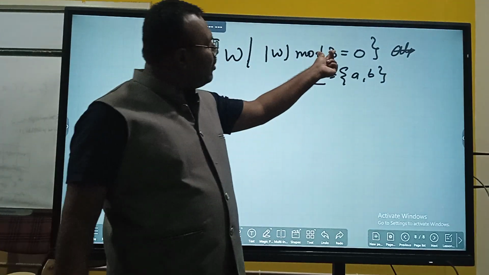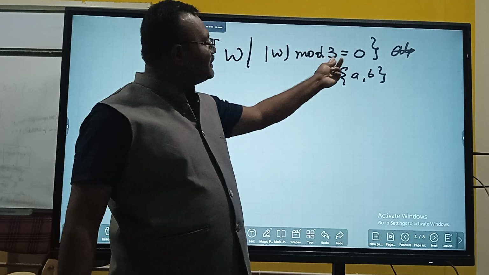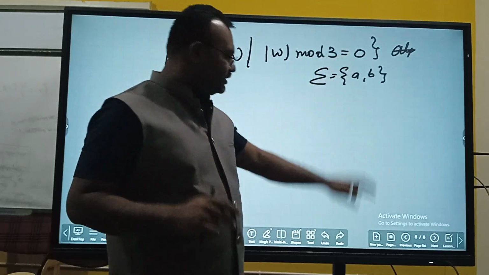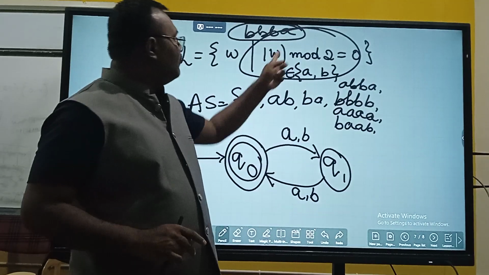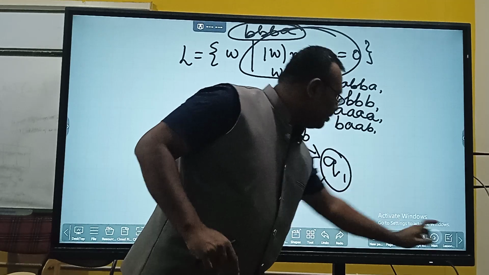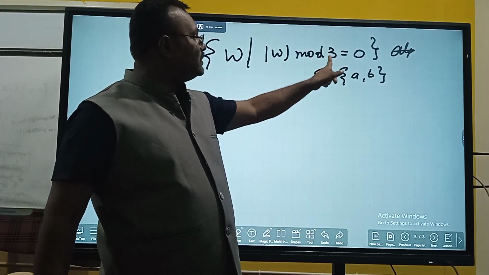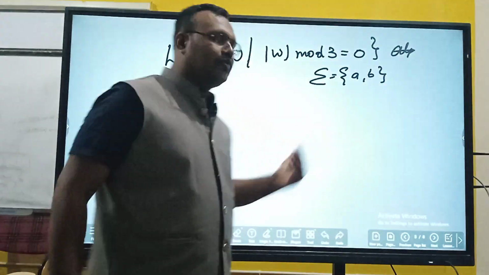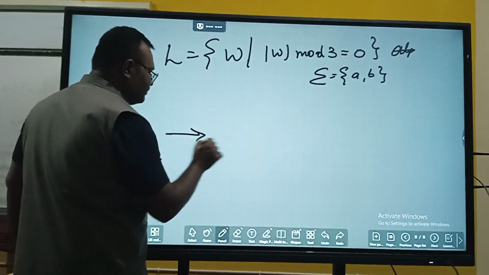Now, when this particular number was 2, how many states did we get? 2 states. See here quickly, when this was 2, I got 2 states here. But now, when the number is changed to divisible by 3, what am I going to do? I am going to introduce one more state for it, and it is as simple as this.